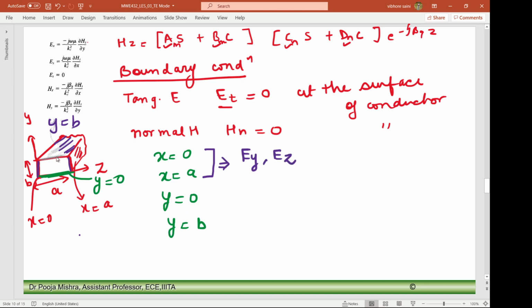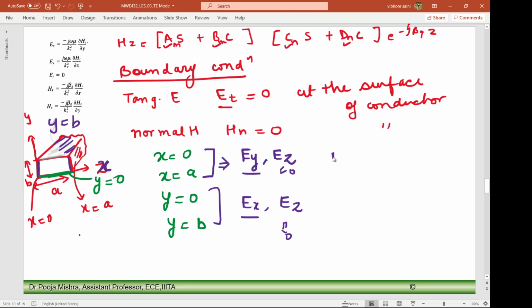And y is equal to 0 and y is equal to b, which components will be there? This is x side. So along y, which is tangential, the x component and the z component. These are tangential components, x component and z component. Since z is already 0 here, we'll see only variation of y and x.